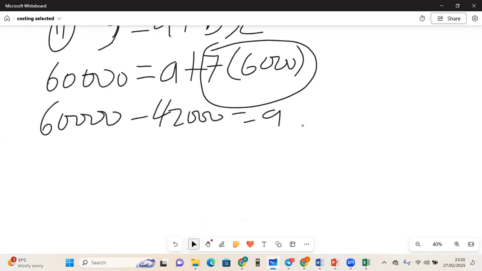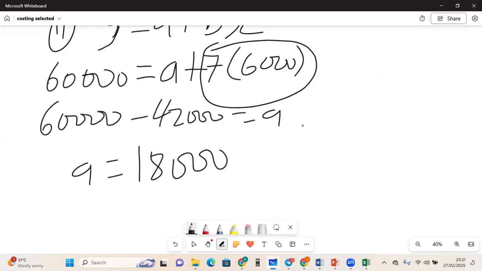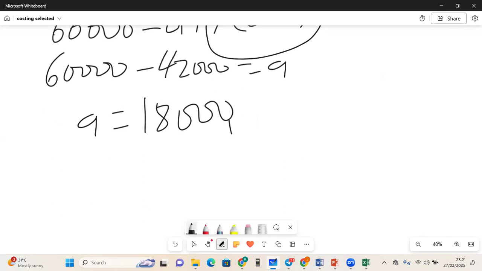And then we are going to get A to be equal to 18,000. So the monthly fixed cost is what? 18,000.